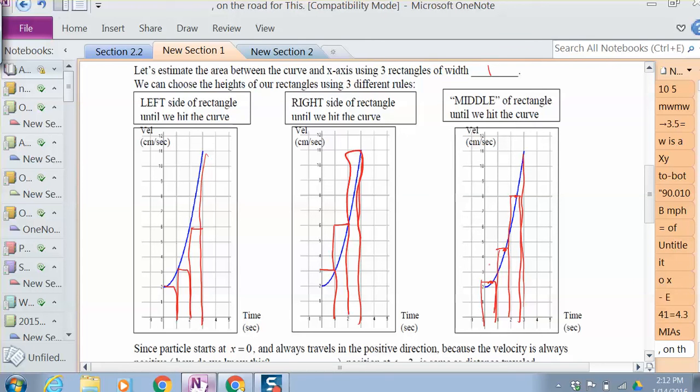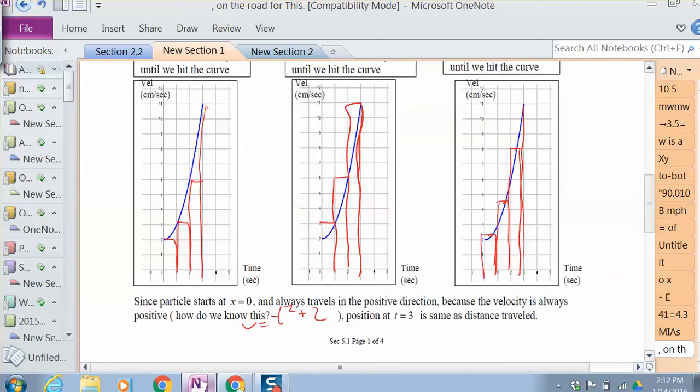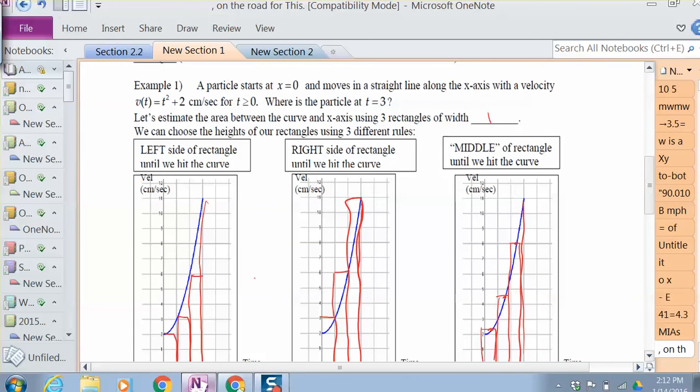And if we were to find the areas of those rectangles, we can use that to approximate the area between the curve and the x-axis. And by the way, our velocity is always positive because velocity equals t squared plus 2. So we know that we're not going in the opposite direction.